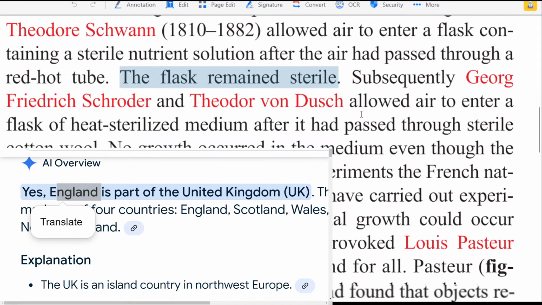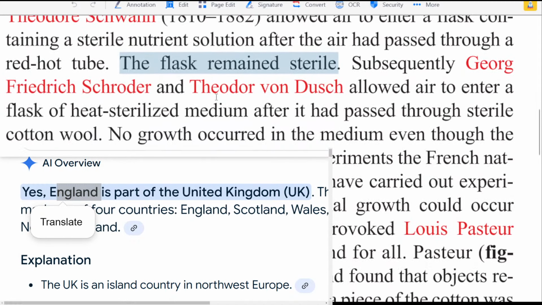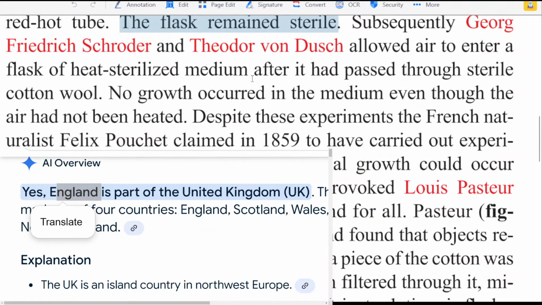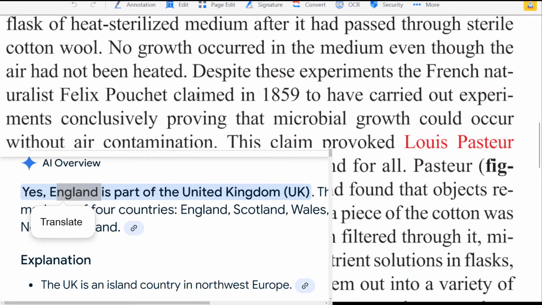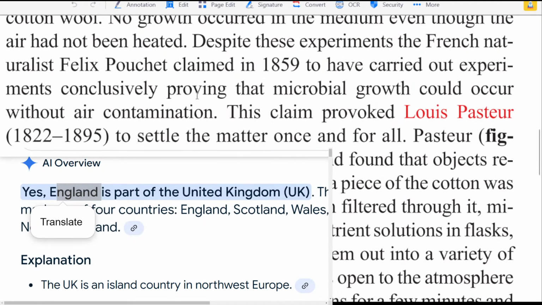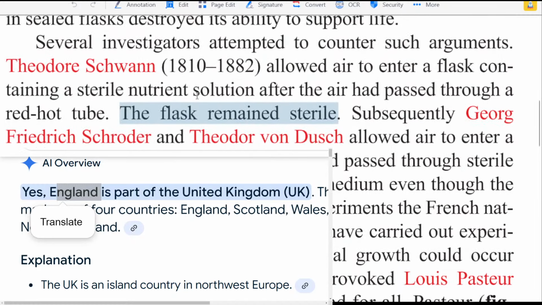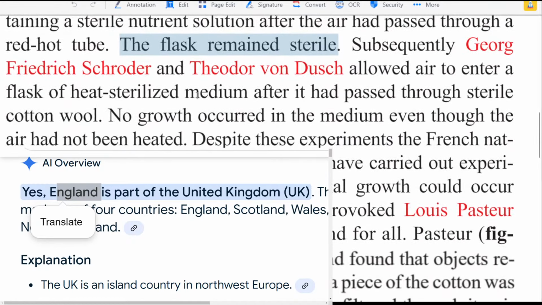Subsequently, George Friedrich Schroeder and Theodor von Dusch allowed the air to enter a flask of heat sterilized medium after it had passed through sterile cotton wool. No growth occurred in the medium even though the air had not been heated. Okay, so the air wasn't heated. What am I saying? They sterilized the nutrient, but they also sterilized the material, which was the red hot tube in the case of Schwann, and the cotton wool in the case of Schroeder and Dusch.